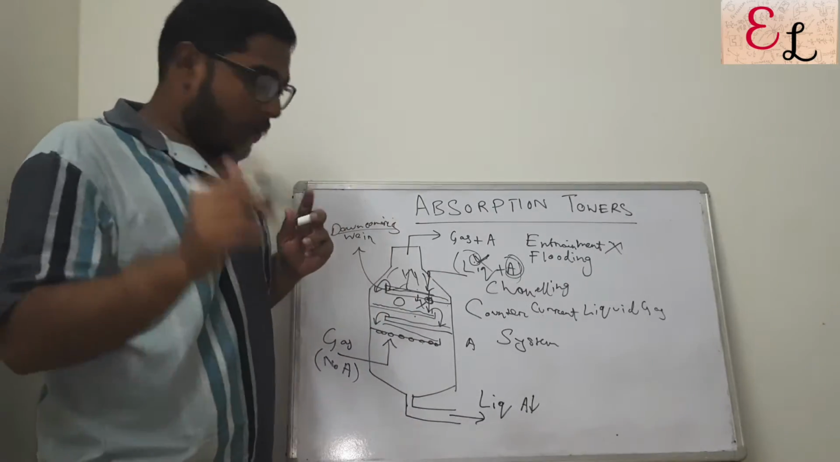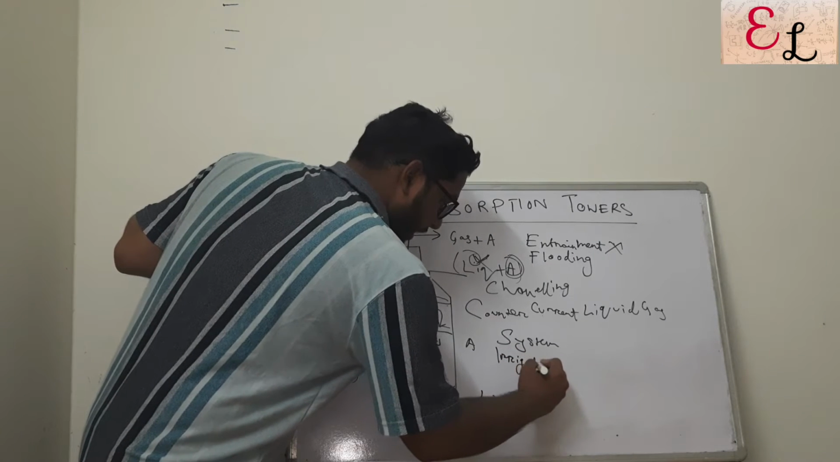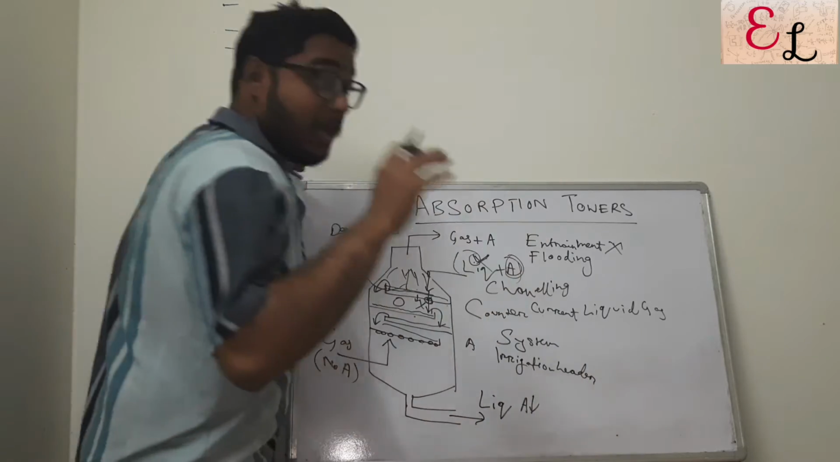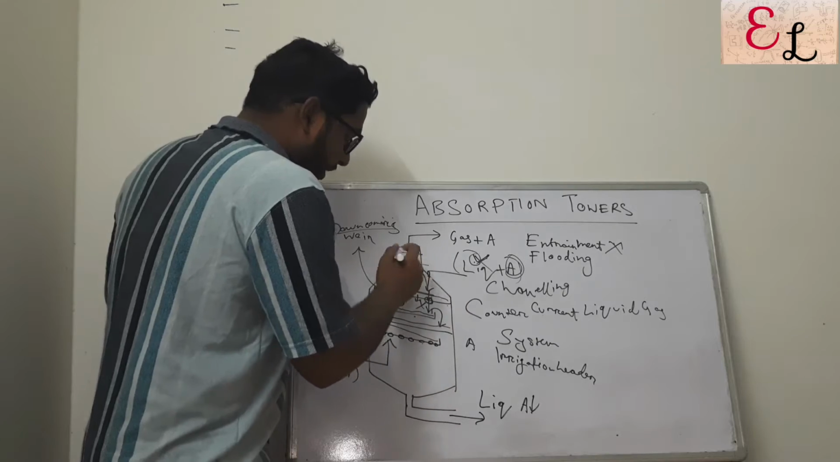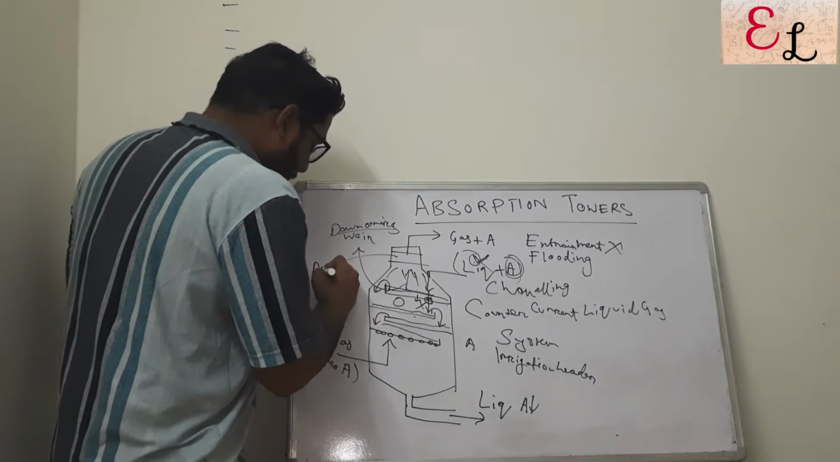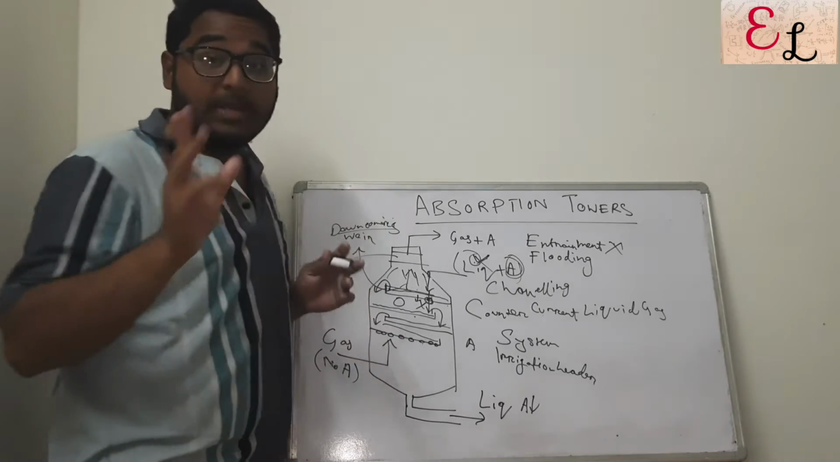And this is one, irrigation header with spray nozzles. Secondly, there is a Demister pad or candle filter arrangement here. What is the purpose of this Demister pad? Demister pad is a mist eliminator, my friend.